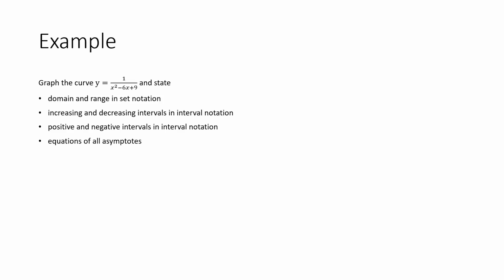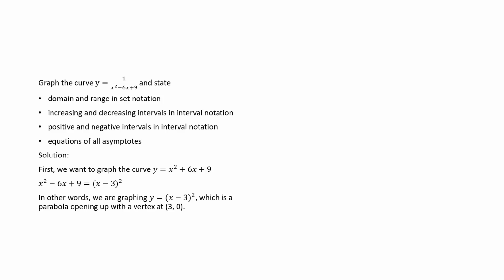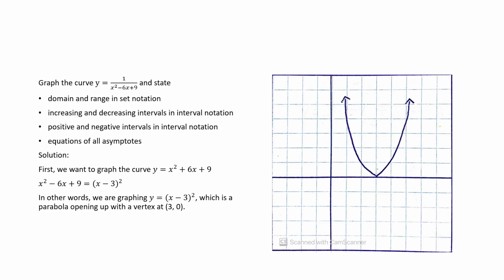All right, now imagine we wanted to graph this curve, y equals 1 over x squared minus 6x plus 9. We want to state the domain and range and the other information requested. Well, the first thing we want to do is graph y equals x squared minus 6x plus 9. So we convert to vertex form. We have x minus 3 quantity squared. So we're going to have a parabola opening up with a vertex at (3, 0).